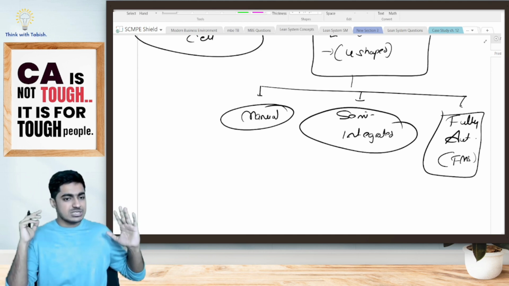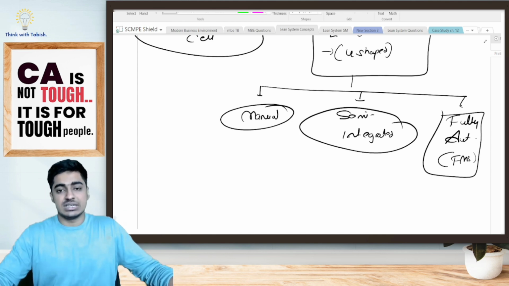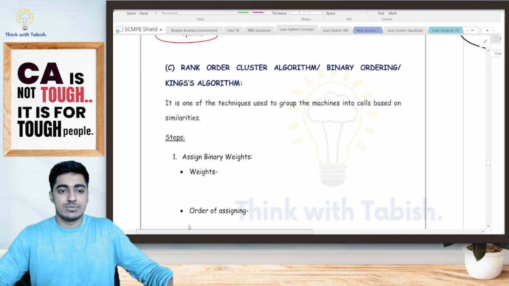But whatever terminologies ICAI has used, I have also straight away used the same terminologies. Is this clear, students? Any doubts till now?